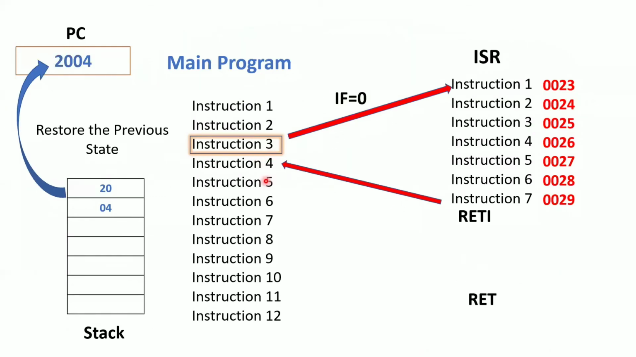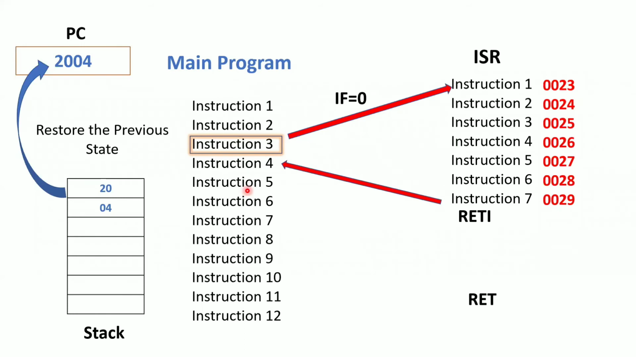This is exactly how Facebook or Facebook Messenger works. Whenever you are seeing some page in your Facebook, and suddenly you get a call, after ending that call you can see the same Facebook page, the same photo or video, whatever you were seeing. Which means it is restoring the previous state of your main program.